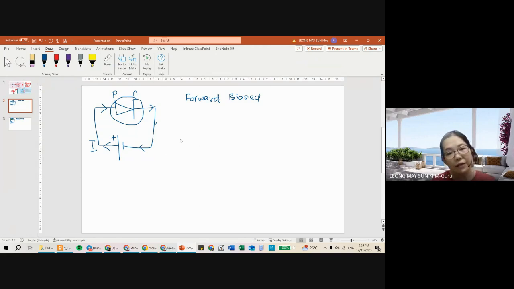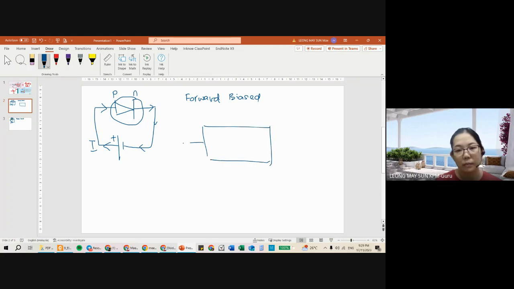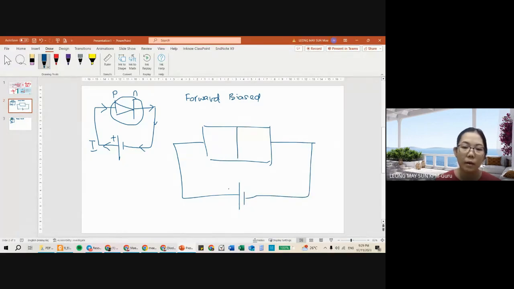Okay, if it is a forward bias, positive connected to P-type, negative terminal connected to the N-type. So what happens here is the P-type has a lot of holes. So I'm just going to draw 4 holes. The N-type has a lot of electrons.